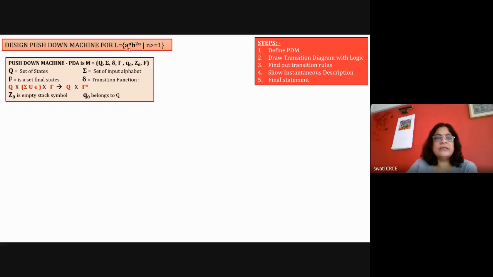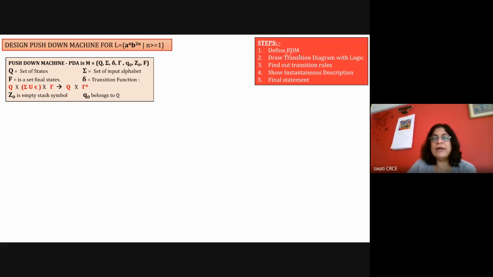And the minimum length string is A, double B. Or 2 A's, 4 B's, or 3 A's, 6 B's. All these strings are valid strings for the push down machine. So you need to take a sufficiently long string to work and design the machine. Our task is to design the push down machine, and such a question is there for 10 marks. So these are the steps.